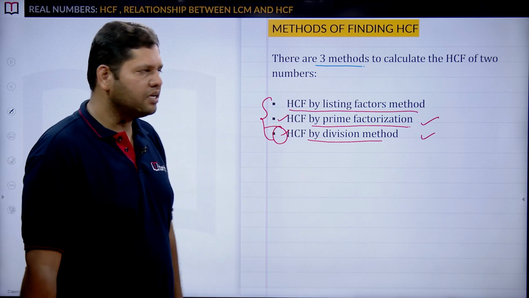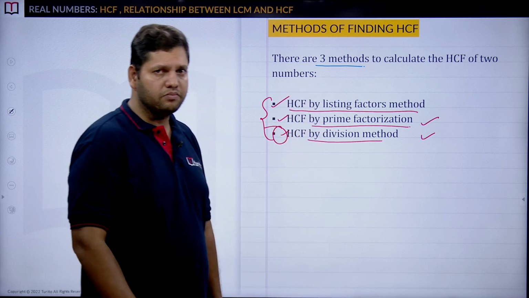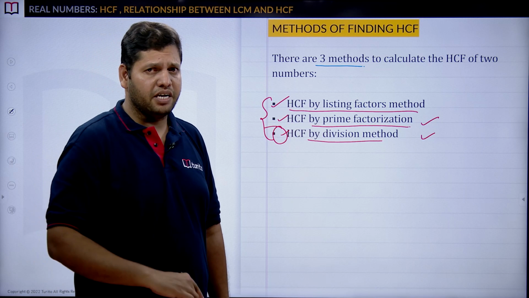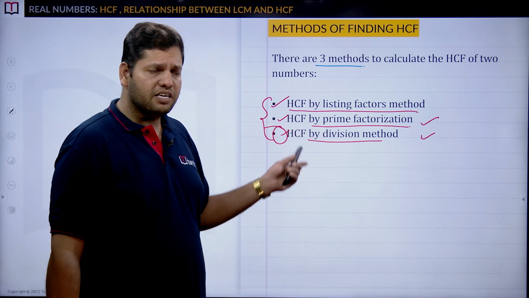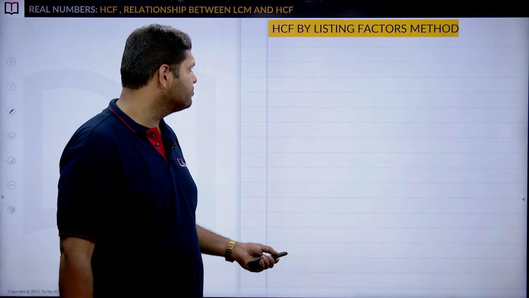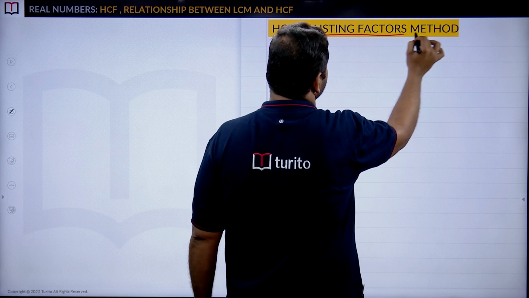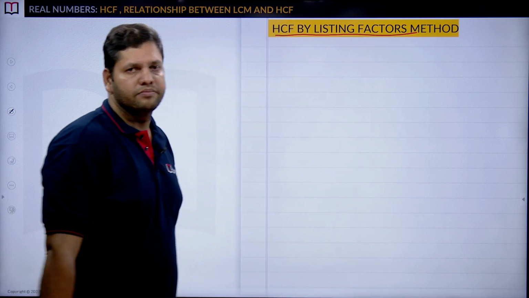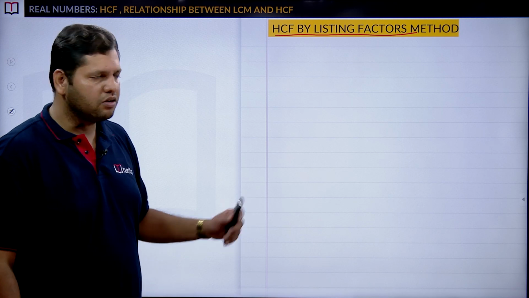But still, I will explain what the first method and second method are. See, the first method is already done. I already explained it by taking one example. The same way I will explain the second and third one. Okay, children, let us see the first method. So, what is the first method, children? HCF by listing the factors. Finding the HCF, let us see, children.